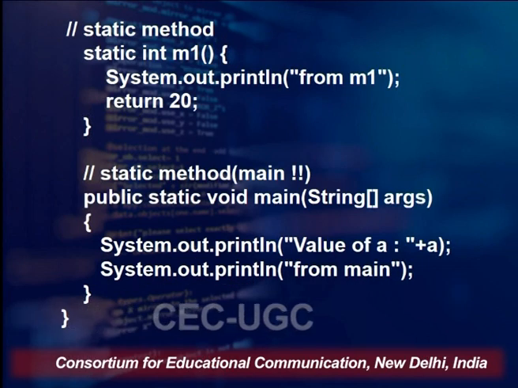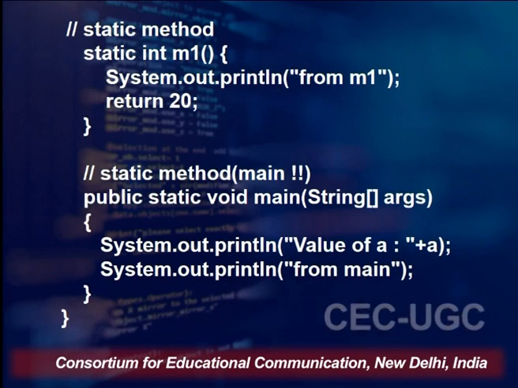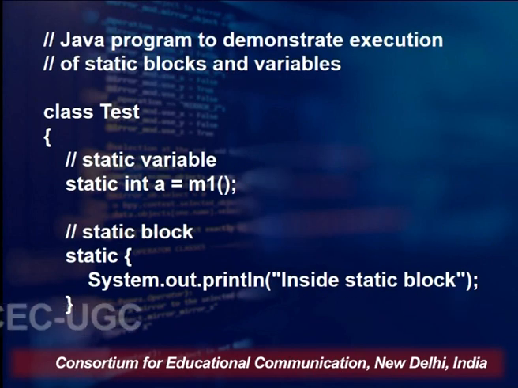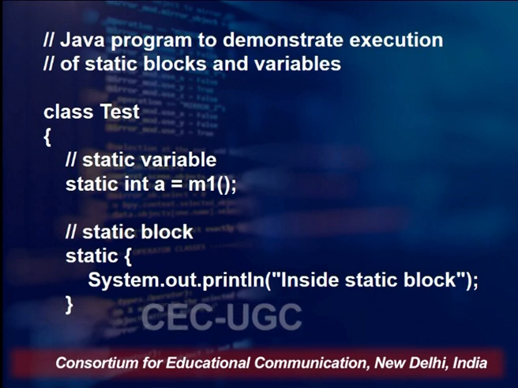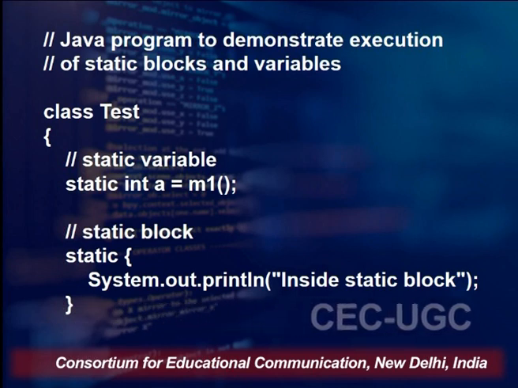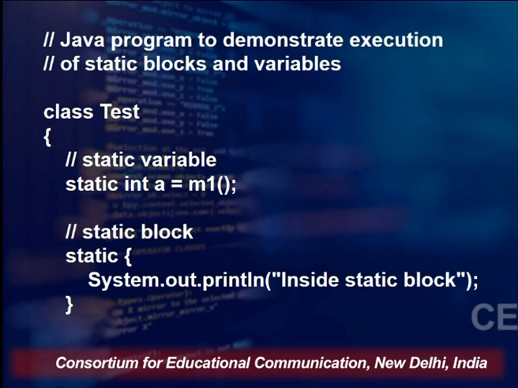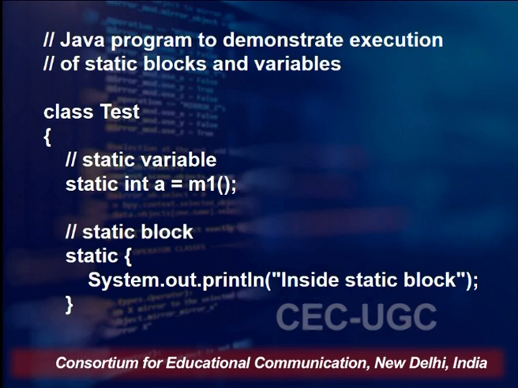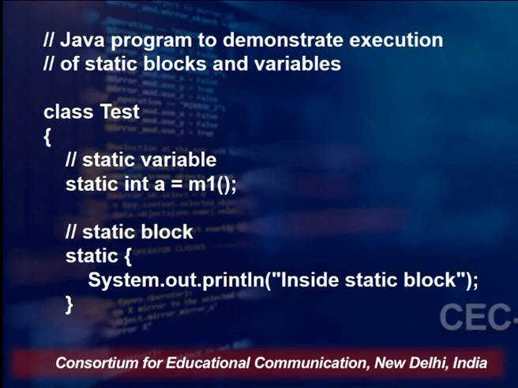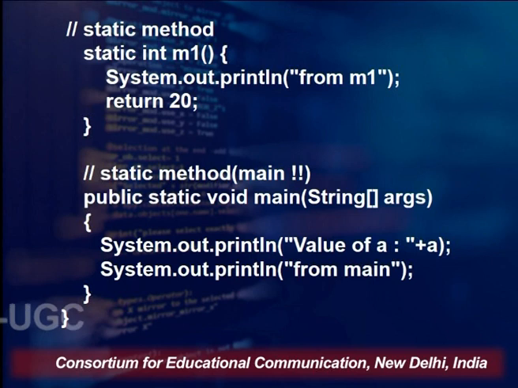So the first statement is the call for m1, which is a static int m1, and then "from m1" is printed, and 20 is stored to A. The execution goes on, then it says static block, and within that static block we have "inside static block". Then the main method is going to print two values: one is the value of A and another is the statement "from main". In this way the whole execution takes place.